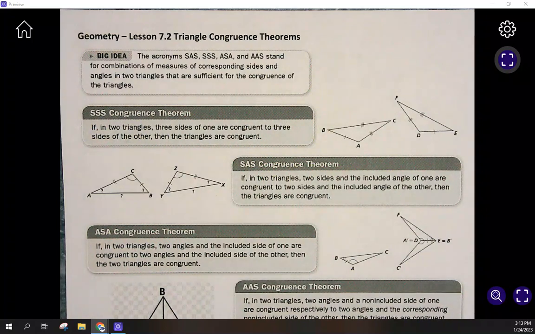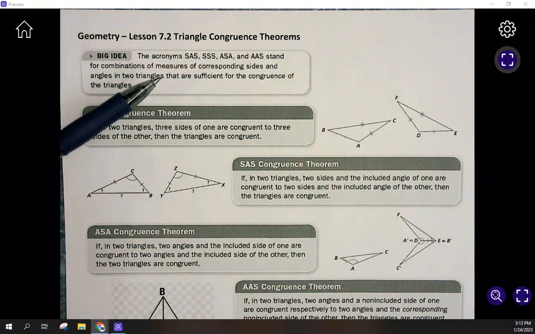This is lesson 7.2, the triangle congruence theorems. So the big idea says the acronyms SAS, SSS, ASA, and AAS stand for combinations of measures of corresponding sides and angles in two triangles that are sufficient for the congruence of the triangles. So those big ideas are always wordy, coming from the textbook.